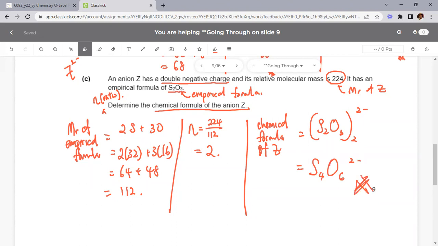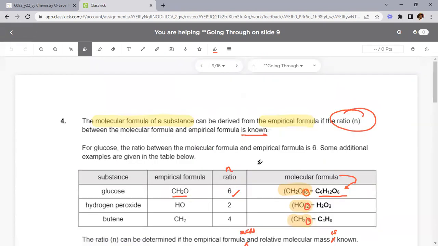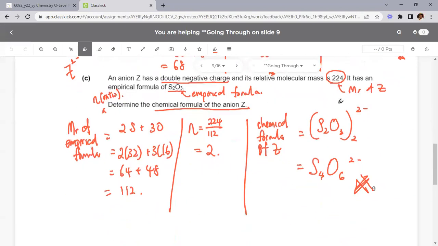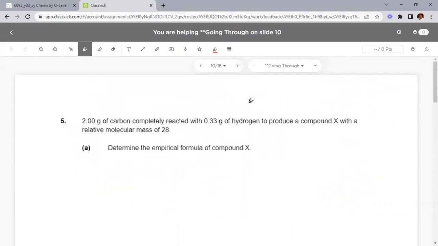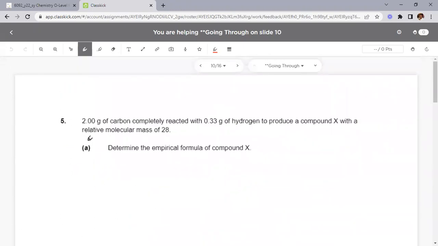For part C. So what I've done so far is to split the question up. First, I taught you how to find the empirical formula in the previous slide. Then I taught you how to calculate the molecular formula based on whatever relative mass is given to you. In actual fact, in the question, both are merged together. So this is actually how a question would look.